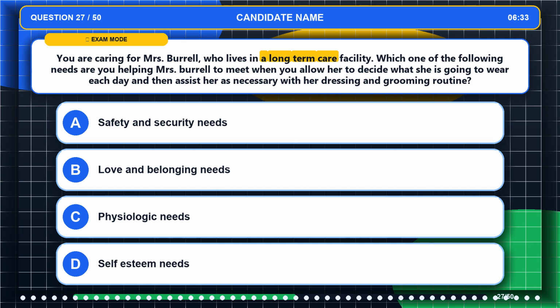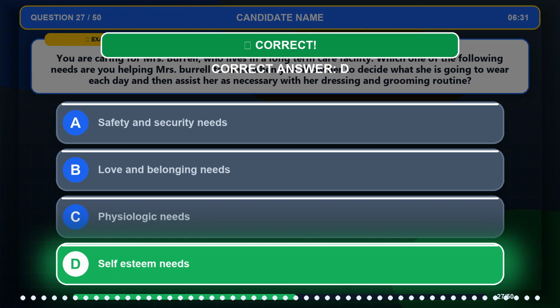Question 27. You are caring for Mrs. Burrell, who lives in a long-term care facility. Which one of the following needs are you helping Mrs. Burrell to meet when you allow her to decide what she is going to wear each day and then assist her as necessary with her dressing and grooming routine? Option A, safety and security needs. Option B, love and belonging needs. Option C, physiologic needs. Option D, self-esteem needs. The correct answer is option D, self-esteem needs.